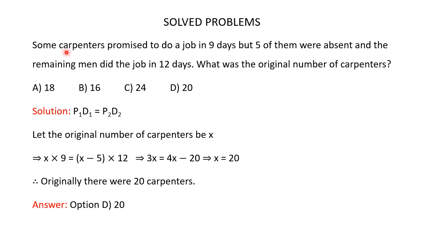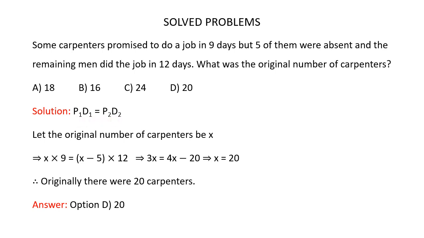Some carpenters promised to do a job in 9 days, but 5 of them were absent and the remaining men did the job in 12 days. What was the original number of carpenters? You're given 4 options here and you have to find out which of these options is the correct one. Now, since the work done in both the cases is the same, use the formula P1D1 is equal to P2D2.